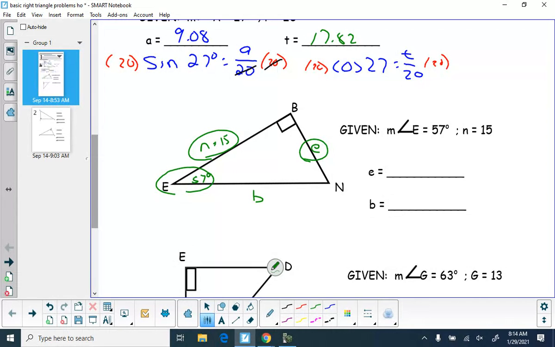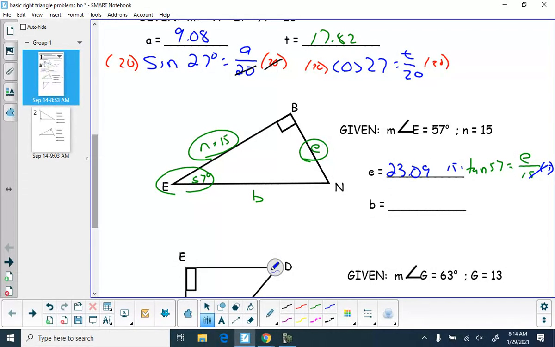Cole, what's your trig ratio? Tangent. Is equal to what over what? 15. What's your ratio? E over 15. So once again, we can multiply both sides by 15, and what do you come up with? 23.09. You good with that?